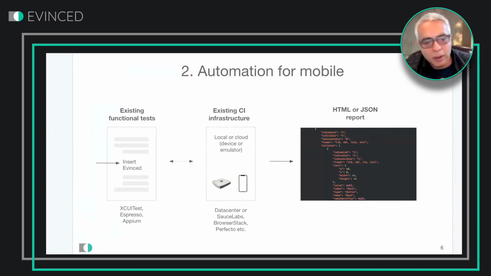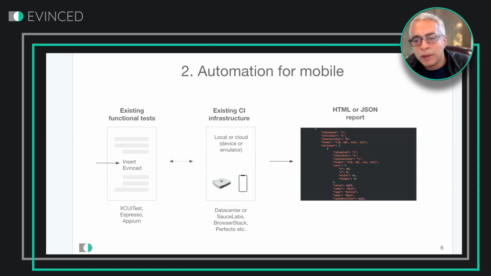Essentially, you've got an existing functional test, and it could be anything for iOS or Android. Meaning in iOS, you could have an XCUITest based automation test, or you could have Appium. And in the case of Android, it could be Espresso or UI Automator or Appium. So whatever test you've got, we want to be able to conceptually just insert Evinced in there and then have the rest of the flow be done naturally as it's normally being done. So the test executes in your CI infrastructure, whether that's on emulators or real devices, whether that's in your data center or in a device cloud somewhere. All of that stays essentially the same.